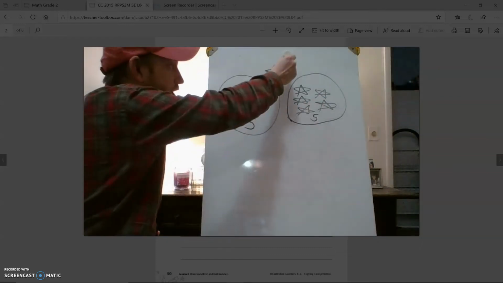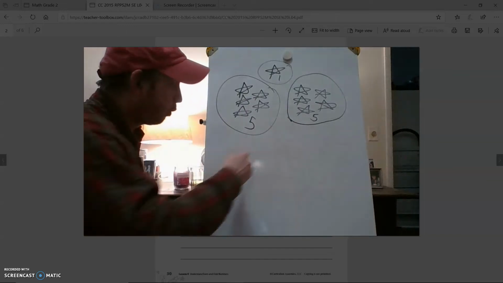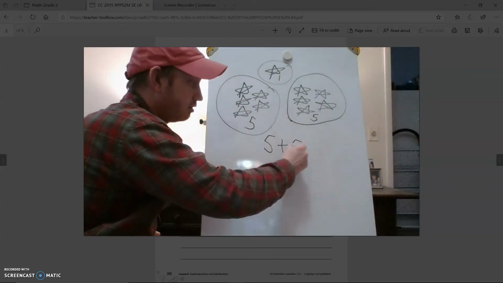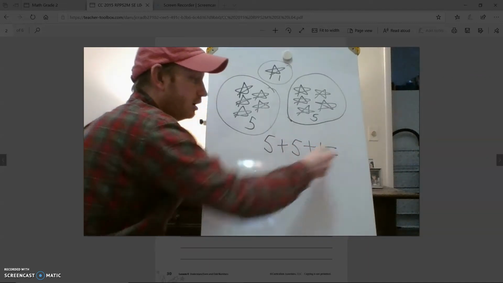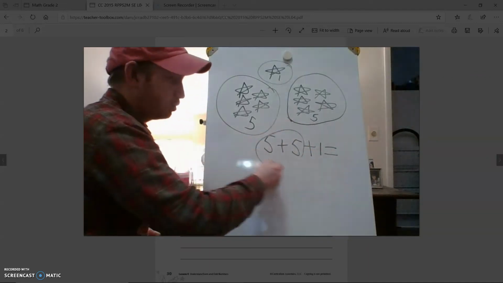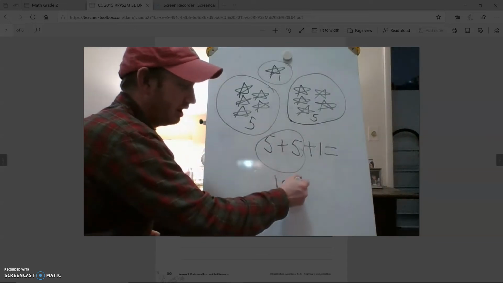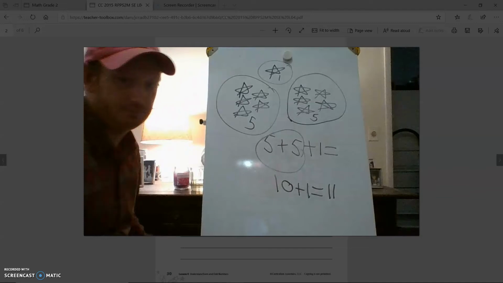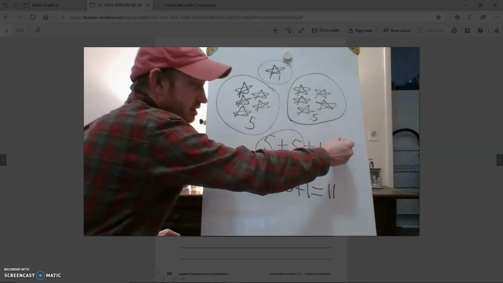And then we have 1 over here. So that would make our equation 5 plus 5 plus 1. And 5 plus 5 is one of those magic numbers, so I'm just going to do it. It makes 10. And then 10 plus 1 is 11. And so 5 plus 5 plus 1 is 11.